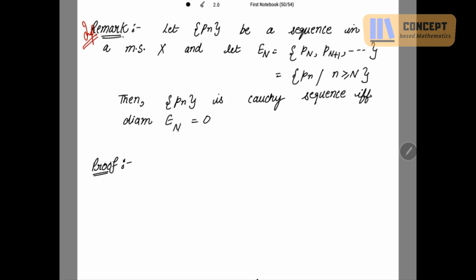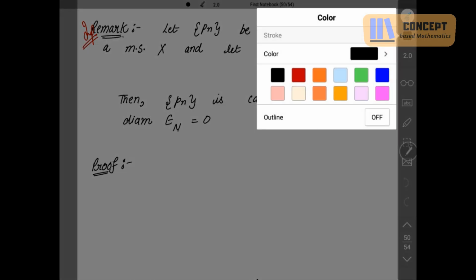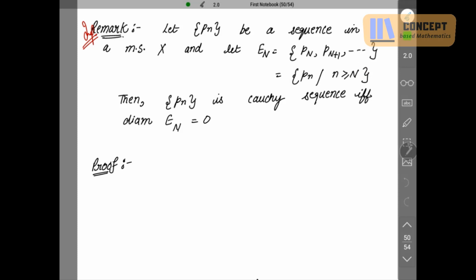We are given En, and we have to prove that Pn is a Cauchy sequence if and only if the diameter of En tends to 0. So one way, we have to prove that if Pn is a Cauchy sequence, then the diameter is 0. The other way, if the diameter is 0, then Pn is a Cauchy sequence. The two ways we have to prove. This remark you can take as a result, which can be used again and again in other theorems. So let's start with the proof.